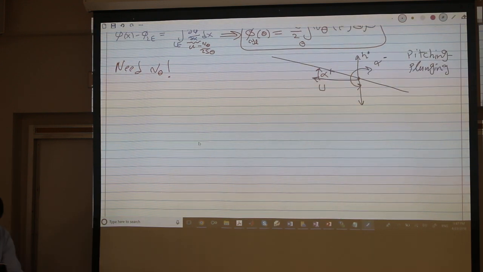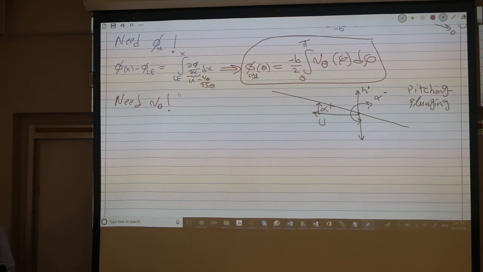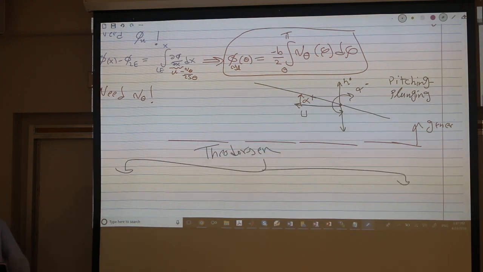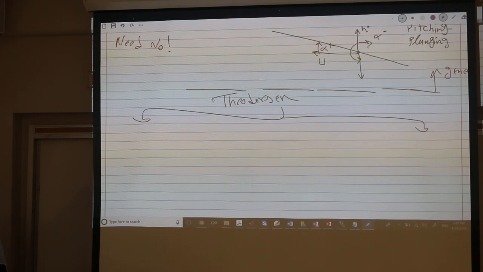Okay, so in order to solve, like I said, please notice this, up to anything before this point, this is general. Now, here is Theodorsen's frequency response model. In order to solve this problem, he had this formulation.